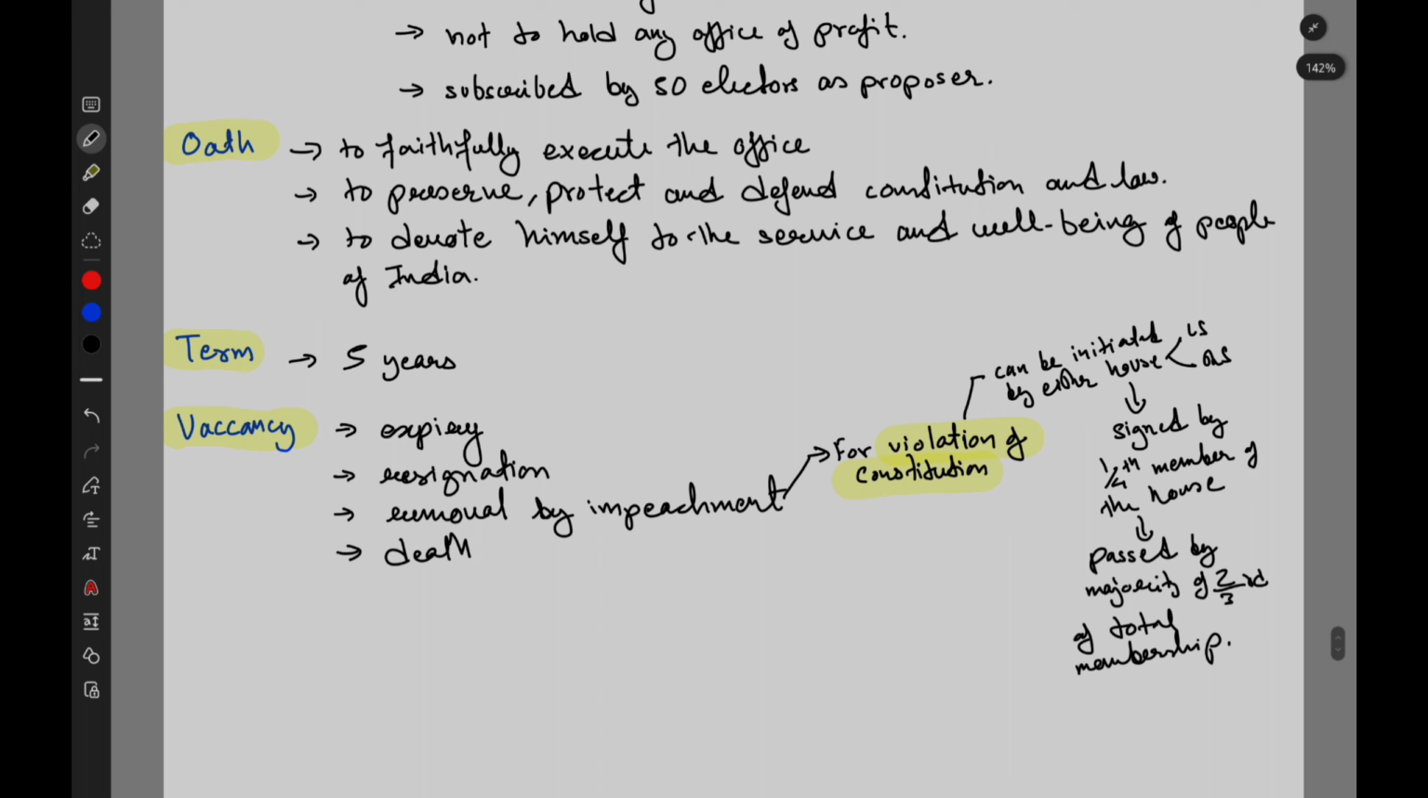And now, what is the vacancy? How is the vacancy created? A vacancy is created in 4 conditions: either on the expiry of the tenure of the president, second by giving the resignation, third by removal by impeachment. Impeachment means on the ground of violation of the constitution, and it can be initiated by either house, Lok Sabha or the Rajya Sabha. It has to be signed by 1/4 of the members of the house, and must be passed by a majority of 2/3 of the total membership. And the last one is by death. Vacancies are created by death.